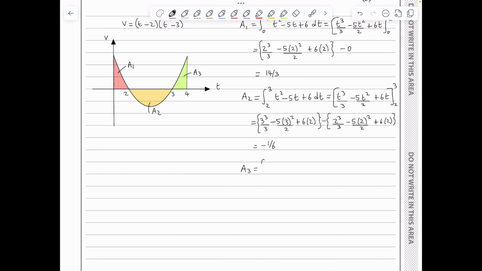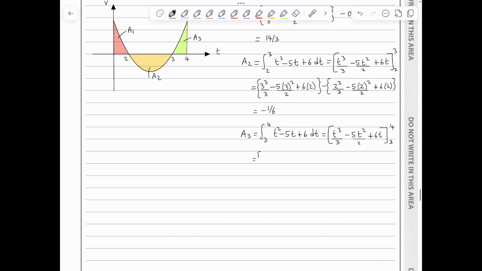So A3 will be the integral from 3 to 4. Again, we've got the same expression integrated, which will give you the same result with different limits. So t cubed over 3 minus 5t squared over 2 plus 6t. The limits are 3 and 4. If we plug in the limit of 4, we get 4 to the power of 3 over 3 minus 5 times 4 to the power of 2 over 2 plus 6 times 4. And then I will substitute the lower limit of 3, which is 3 to the power of 3 over 3 minus 5 times 3 squared over 2 plus 6 times 3.